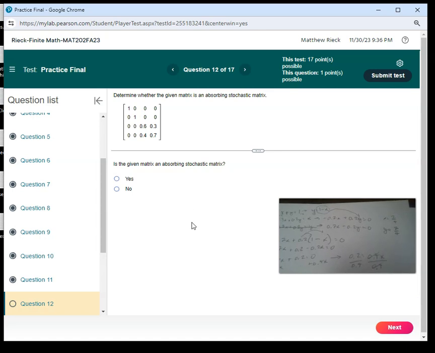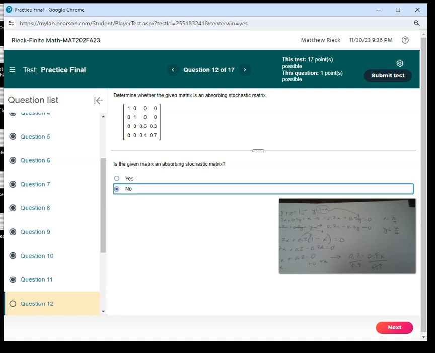Then we have absorbing stochastic matrices. An absorbing stochastic matrix needs to have two requirements. First of all, it needs to have an absorbing state. Second of all, it needs to have a way to get to one of those absorbing states. In this case, we do have two absorbing states. States A and B are absorbing because they have ones along the diagonal. That's how you can tell your absorbing states. However, we can't get to the absorbing states from state C or D since we have zeros there. So in this case, it's not an absorbing stochastic matrix, even though it has an absorbing state. In fact, it has two absorbing states.